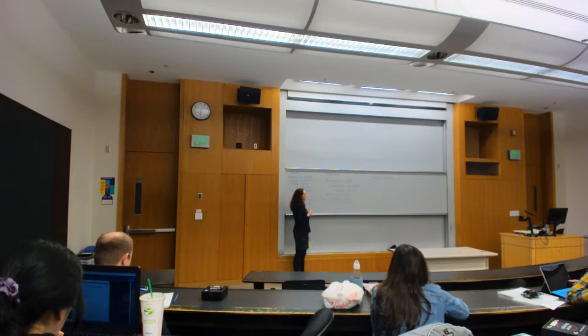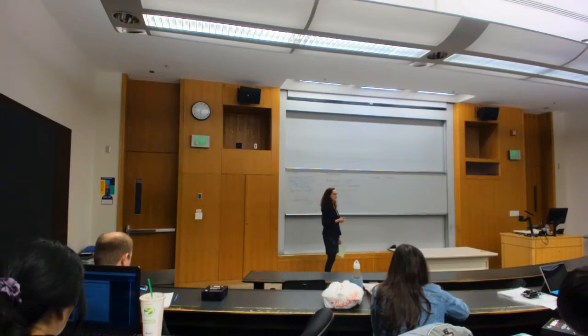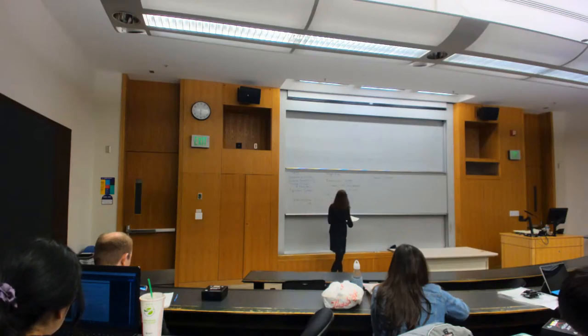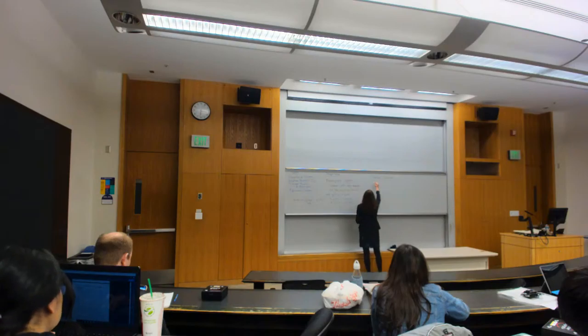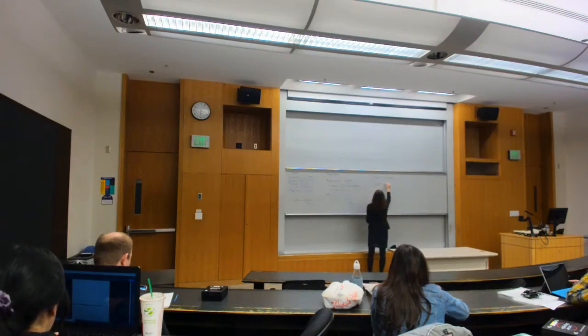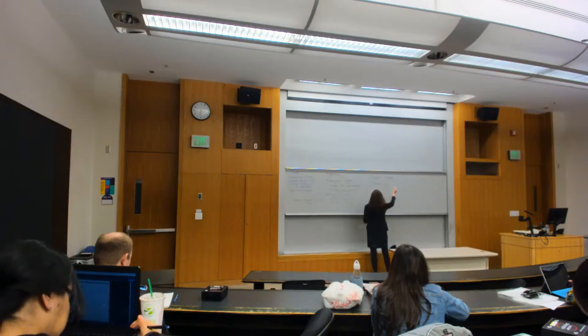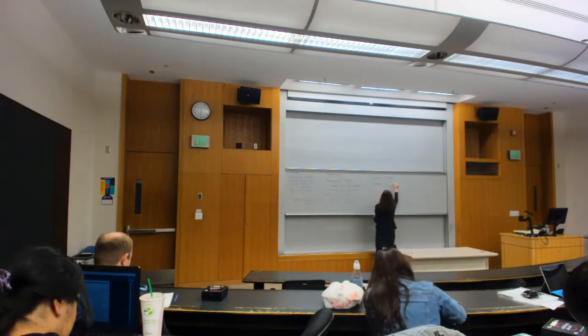Looking at what types of systems are nice to work with, or that we usually see and are practical: the causal system. So here, this is an output y of t. In this case, it depends only on.